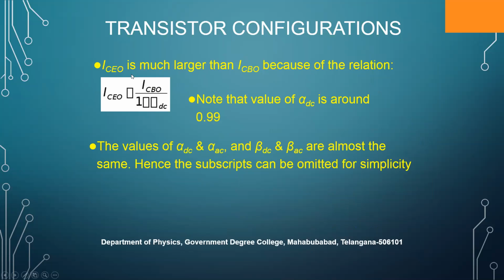So ICEO is the thermally generated current in common emitter configuration. That's why we call it ICEO: CE means common emitter, and O means thermally generated current. ICEO is much larger than ICBO, the thermally generated current in common base, because of the relation ICEO is equal to ICBO divided by alpha DC. But we know that alpha DC will be around 0.99.